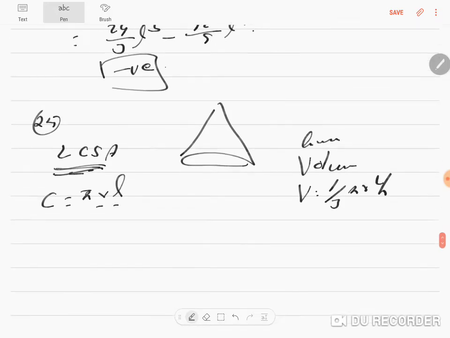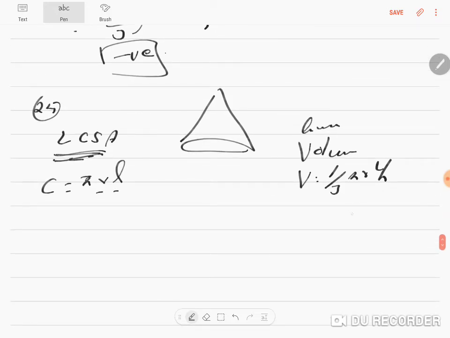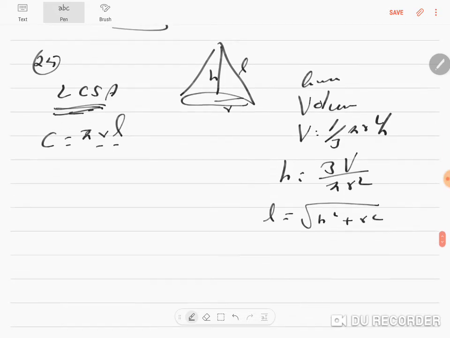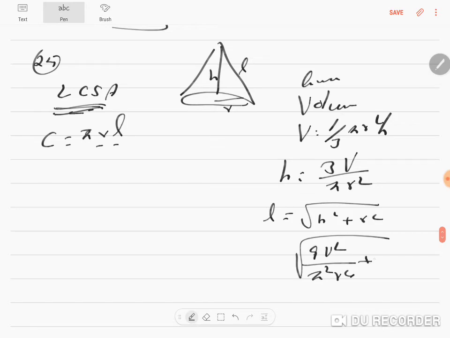Again, you can't have two variables, you have to write one in terms of the other. You can only write what h is from this, which is 3v by pi r square. But you want l, which you know is root of h square plus r square, which is root of 9v square by pi square r to the power 4 plus r square. So I am substituting that here: pi r into root of 9v square by pi square r to the power 4 plus r square.